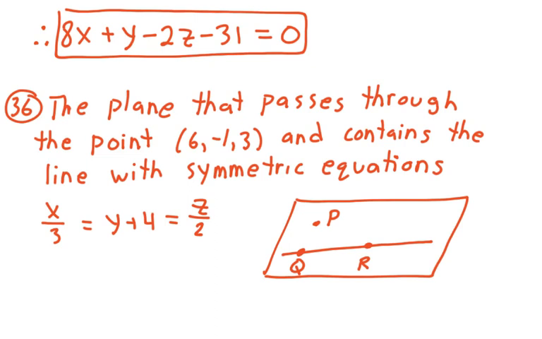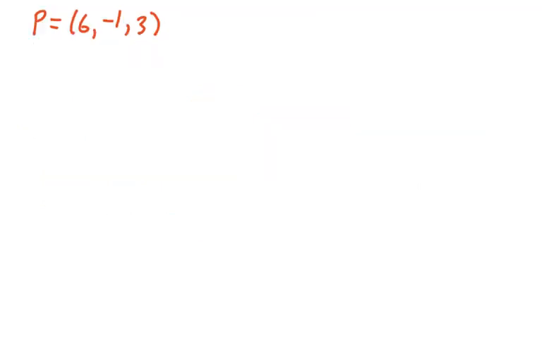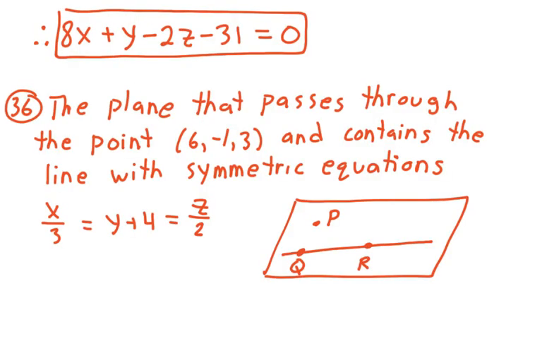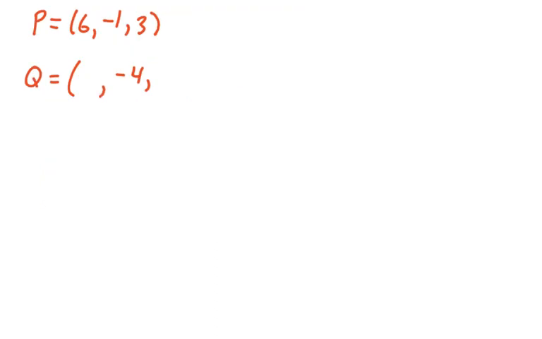So we can do it a couple of ways, right? So I'm going to let y equal negative 4. Okay? So we're going to call this Q. So y is negative 4. And that's going to tell me that x is 0 and z is 0. So we have the point 0, negative 4, 0.